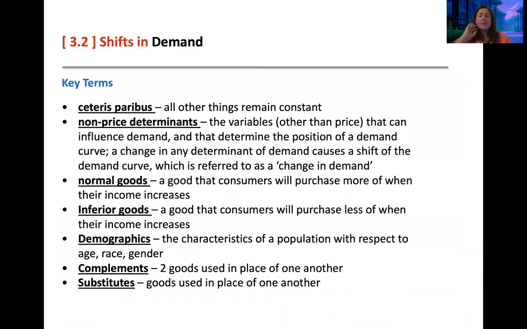The first thing that we have to talk about is this Latin term, ceteris paribus. This means all other things remain constant. When we're dealing with a demand curve, we're just dealing with two variables, price and quantity demanded. We're going to assume everything else is the exact same. We can't say, oh, well, Miss Edwards, what if there's a tornado or a hurricane or COVID? We're going to assume everything else remains constant, because if we play the what if game, it's just going to get really, really crazy.